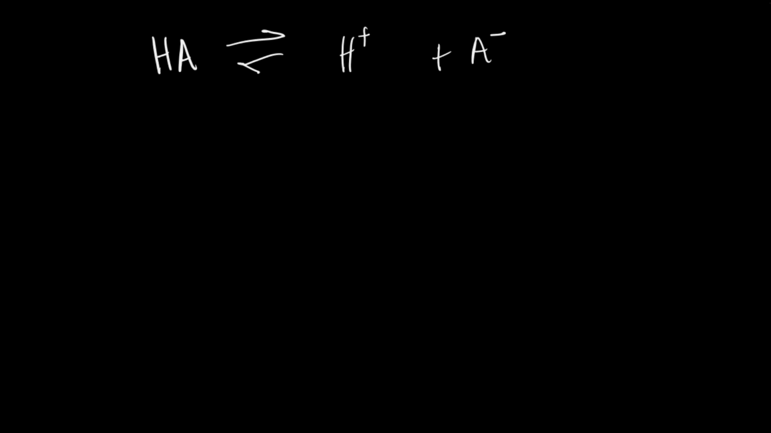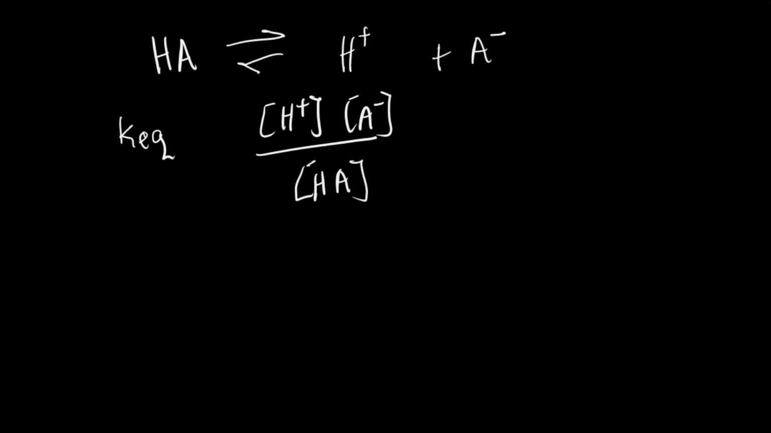Now, given that it's a reversible reaction, we could actually apply the equilibrium constant here. Okay, so applying the equilibrium constant, we would have the products, hydrogen ion and A ion, divided by the concentration of the acid itself. Okay, now why is this important? This is important because we'll later use this concept in the pKa.